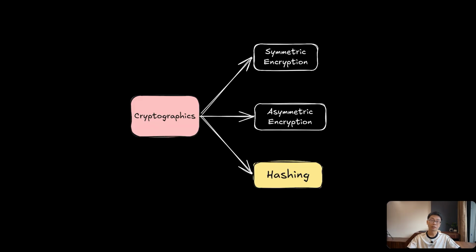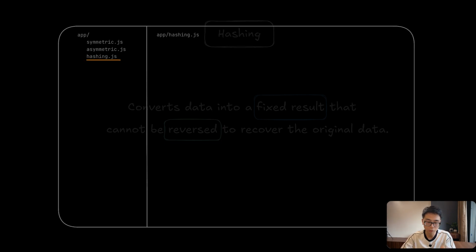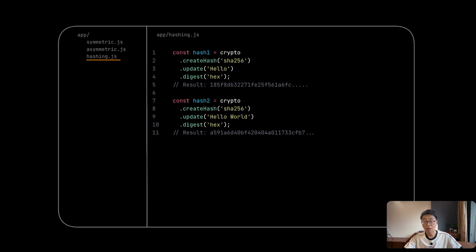Yeah. The last one is hashing. It's quite different. We convert data into a fixed result, and that result cannot be reversed back to the original value. For example, we have a code over here which is doing the hashing. We hash the hello string to a result. We can hash another one, which will give us a different result.